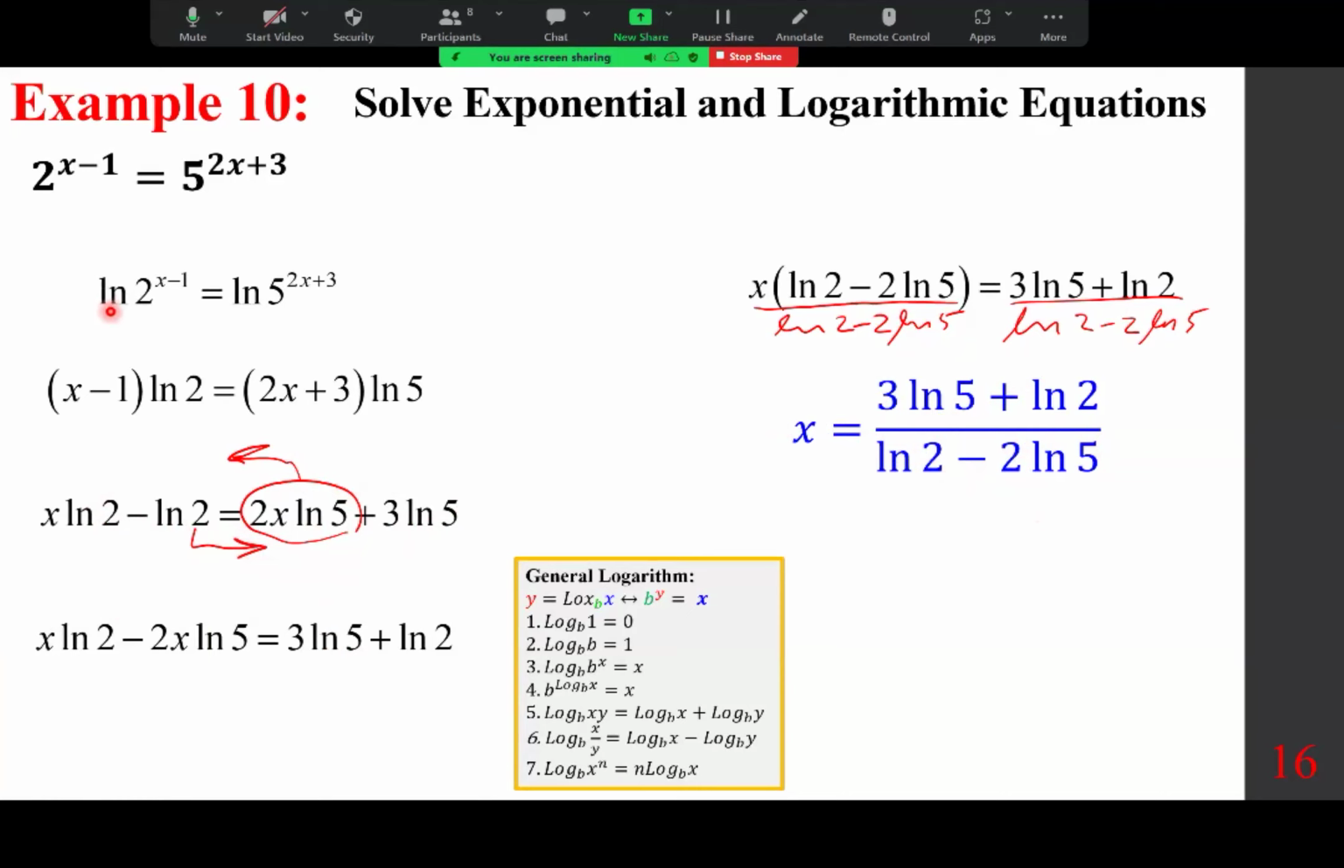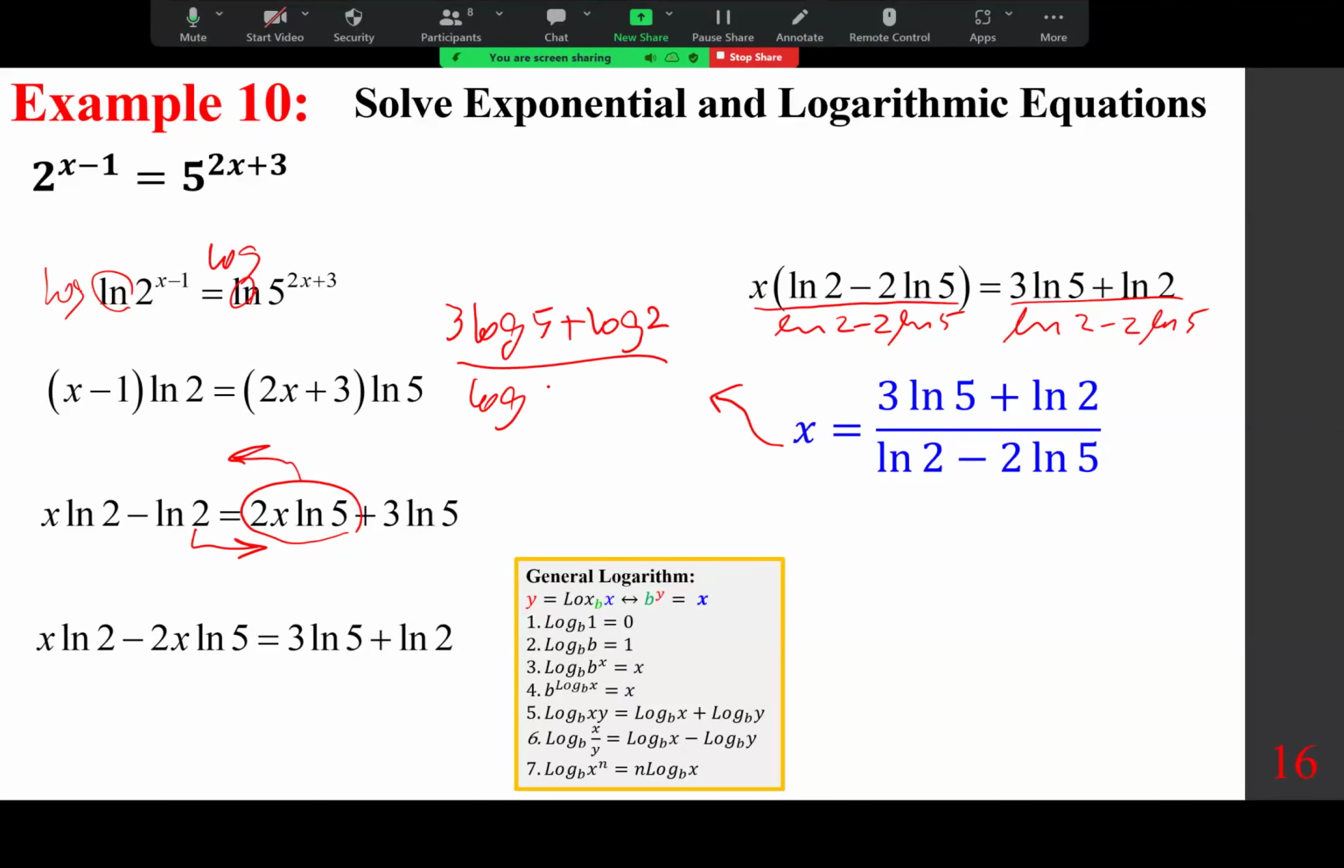The other one is that what if I put log, that means common log, instead of ln? I want to show you that one also. If instead of ln you did the log, okay, everybody, this would become 3. Instead of ln 5, you would have log 5 plus log 2 over, instead of ln 2, you have log 2 minus 2, instead of ln 5, log 5.